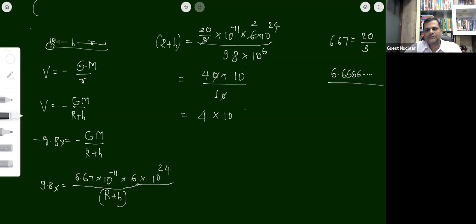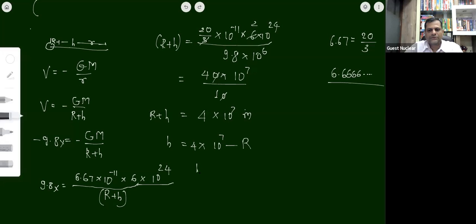Yes, so this is 10 raised to 7. So 4 into 10 raised to 7 meter is going to be the value of r plus h. But don't forget again that we want to find out h here. So h can be written to be equal to 4 into 10 raised to 7 minus r, that is capital R, that is the radius of Earth.